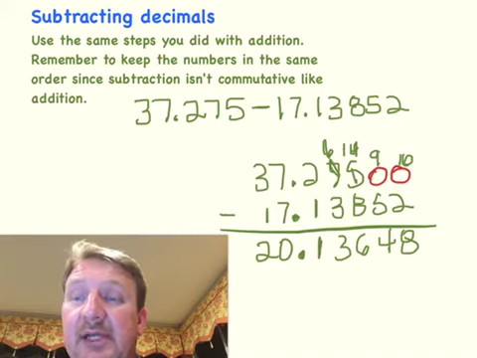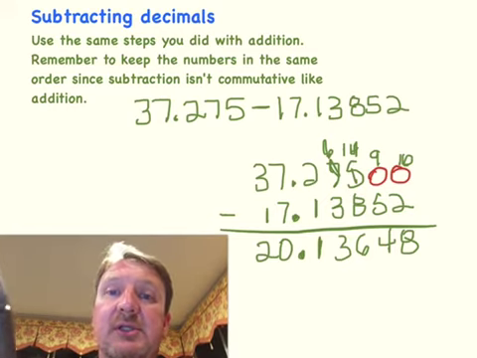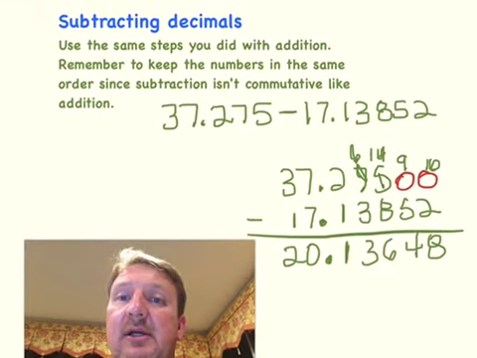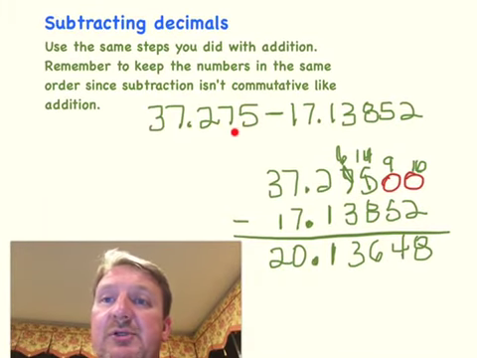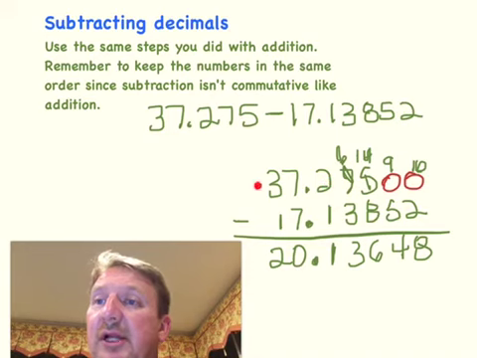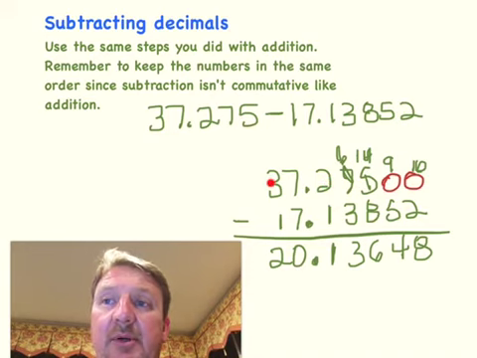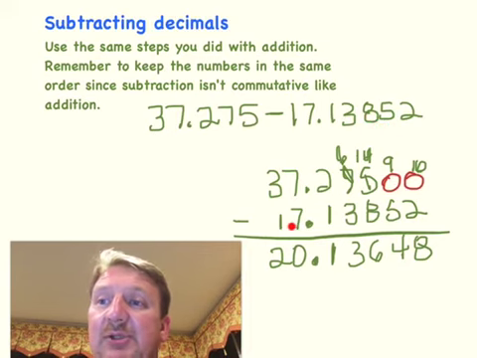You have to keep the decimals lined up, and if it's subtraction, you have to make sure you keep them in the same order. So for instance, in this particular case, I had 37.275 first. When I listed my numbers, that was the top number. Then I subtracted 17.13852. That was on the bottom.